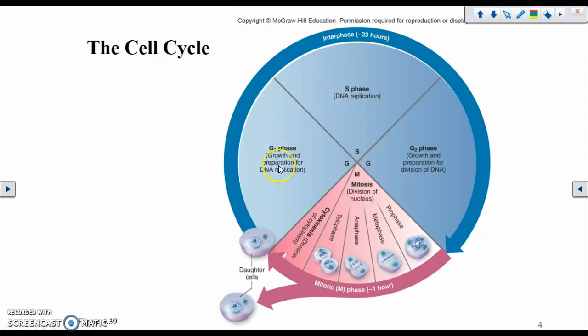So there are two distinctive phases of the cell cycle. The interphase, which is this blue here, and the mitotic phase, or called the M phase. Now the 23 and 1 hour, folks, is just relative to each other. Basically, what this tells you is that the majority of the time, a cell will always be in interphase, and a very, very small portion of the time, it will be in the M phase.